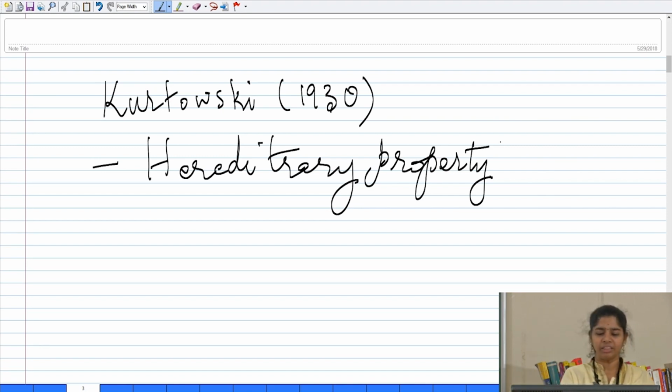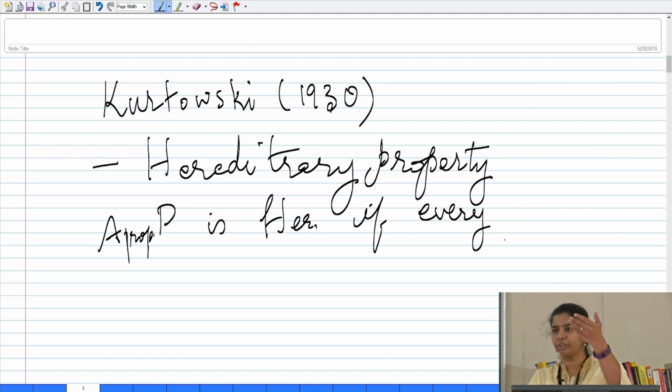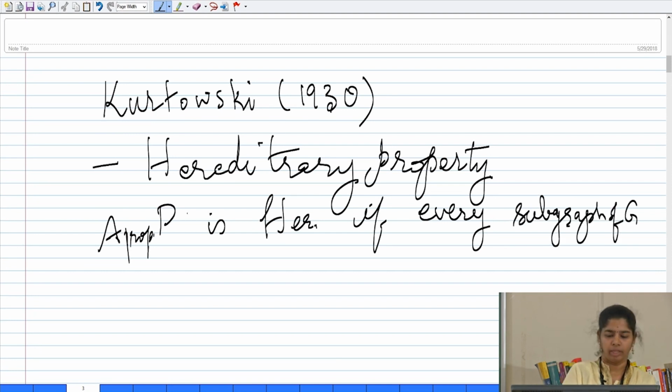So, in similar language we can say that a property P is hereditary if every subgraph of G has it. If first of all G has it, and then every subgraph of G also has it. I will say a property P of G. Okay.